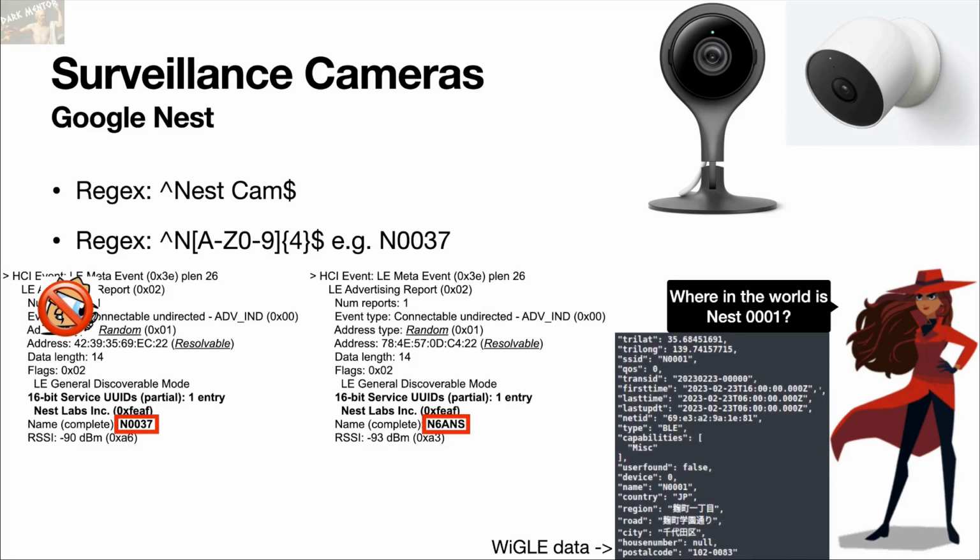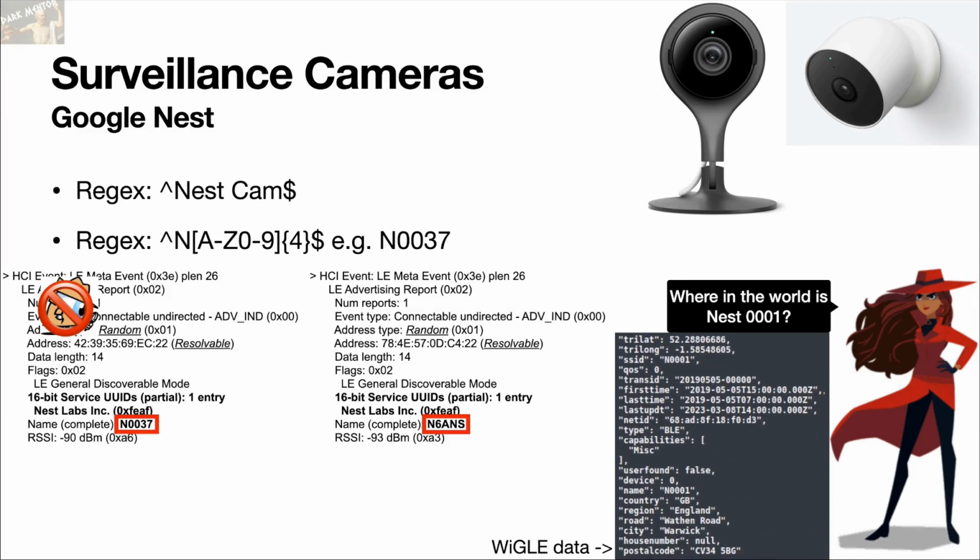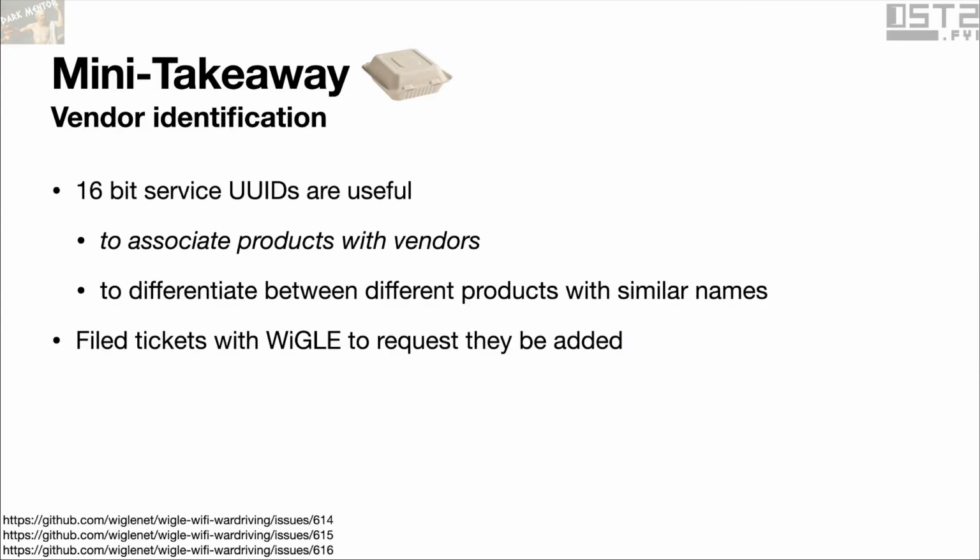Oh wait, or maybe it's in Japan, or maybe it's in England. Well, the problem is that the Wiggle data right now doesn't tell us what this N0001 is. Is that actually a Nest cam, or is that just some other random device? And that's where having this 16-bit UUID would have been helpful. So this is FEAF, and that corresponds to Nest Labs. So with that 16-bit UUID, you can say, okay, this device is definitely a Nest device. And without it, you just have to go based on the name, and this name can lead to false positives. So the mini takeaway from that is that those 16-bit service UUIDs that are advertised on the device are useful for associating products with vendors and to differentiate between different products with similar names.